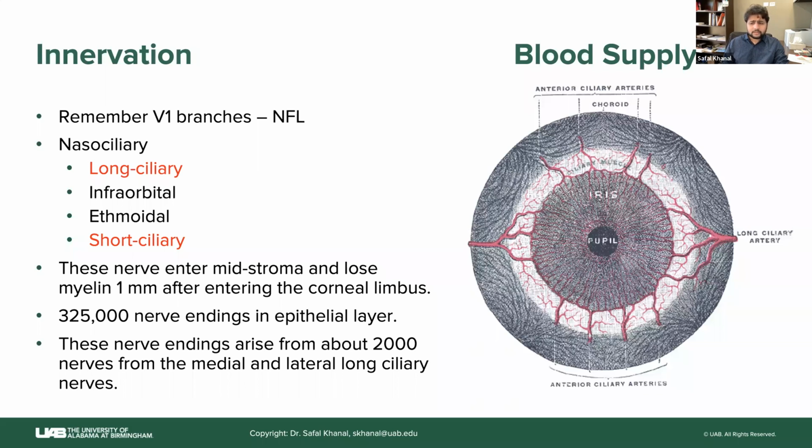There are several nerve endings in the cornea, so it is highly sensitive, and these endings arise from a lot of other nerves, from medial and lateral long ciliary nerves. In terms of blood supply, the main blood supply is from the anterior ciliary arteries, which are branches of the ophthalmic arteries, sorry, muscular branch of the ophthalmic arteries. And you have your long ciliary artery here that comes from the ophthalmic artery as well.